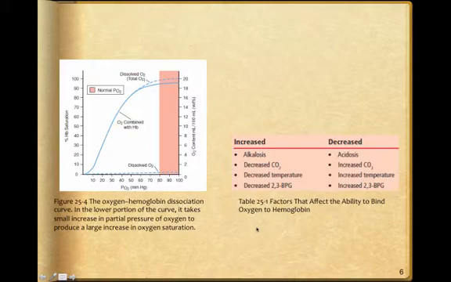Figure 25.4. Each red blood cell contains approximately 270 million hemoglobin molecules. Each hemoglobin molecule can normally bind up to 4 oxygen molecules. And this is 25.4 here, the oxygen hemoglobin dissociation curve. This is the amount of pressure of gas that's actually in the sample. So as long as we get above, say, 60 to 70 here, this is pretty consistent with our pulse oximetry.